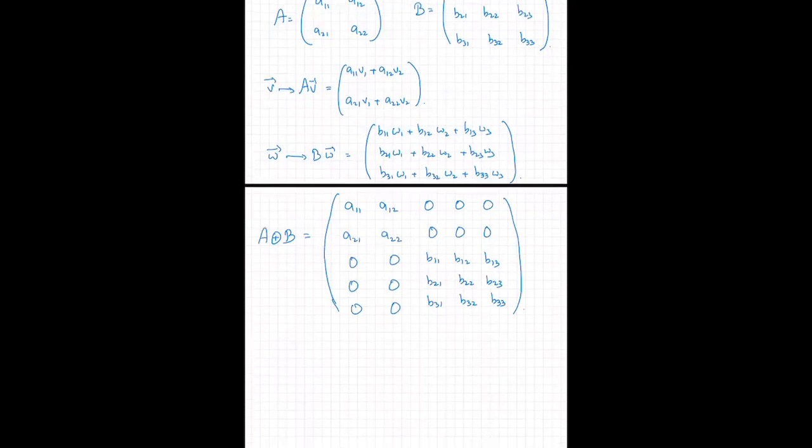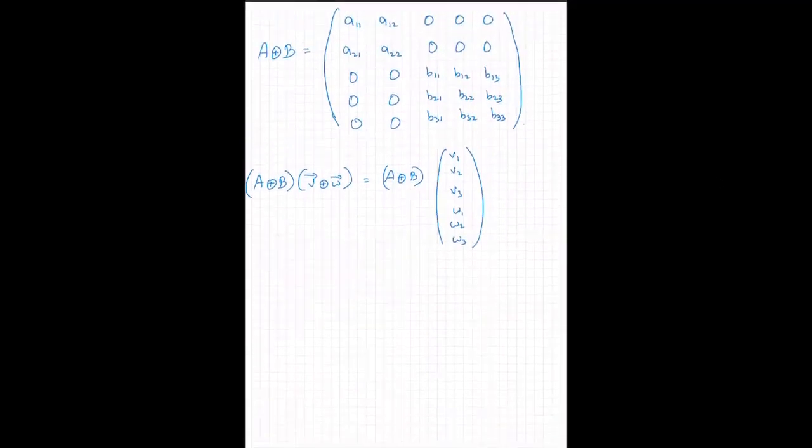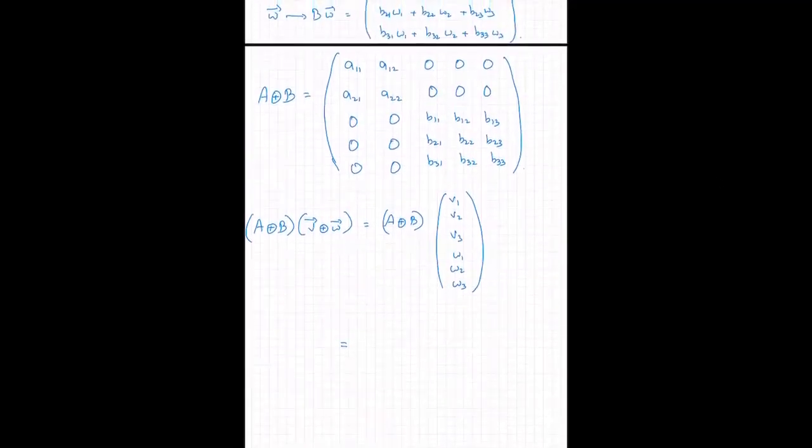Okay, now you're guaranteed that if this matrix A plus B acts on the direct sum of V plus W, how does it act? You can easily guess that this 5 by 5 matrix is equal to A plus B acting on V1, V2, W1, W2, W3, right? For example, the A11, A12, A21, A22 block is going to act on the V1, V2. The 2 by 2 block is going to mix V1 and V2, and the 3 by 3 block is going to mix the W's into each other, and the zeros are going to ensure that the V's and the W's don't mix between themselves. Okay.